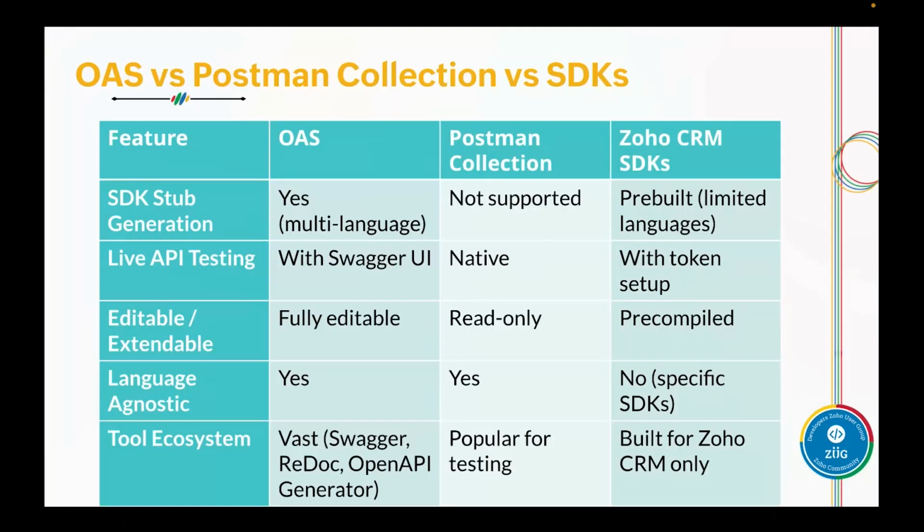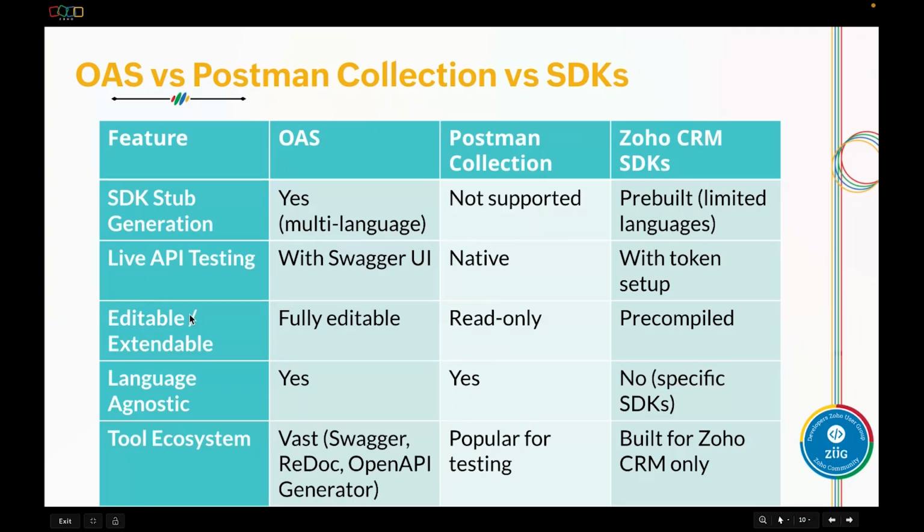Now, let's take a moment to compare the three most commonly used tools in the Zoho CRM ecosystem. One is OAS, the other one is the Postman collection, and then we have the Zoho CRM SDKs. We'll compare them based on features such as SDK stub generation, live API testing, etc. This is particularly from a developer's perspective.